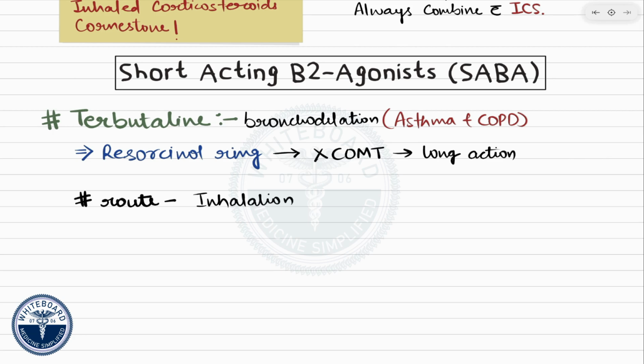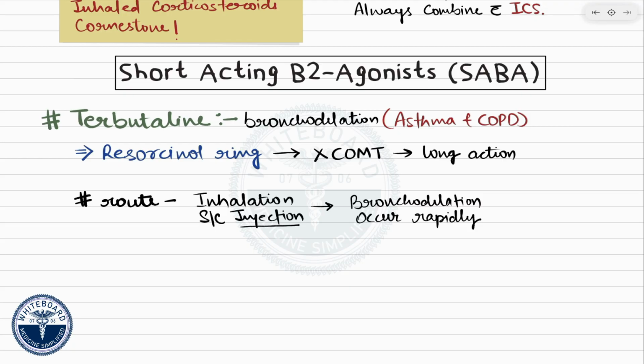Following inhalation or subcutaneous injection, bronchodilation occurs rapidly, and after inhalation, the effect usually lasts for about 3 to 6 hours. In contrast, when given orally, the onset of action is slower, typically taking 1 to 2 hours, because the drug must first be absorbed from the gastrointestinal tract before reaching the systemic circulation.